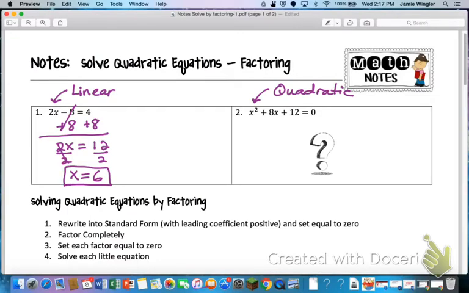When you have a quadratic and the x is squared, you can't use this same process. We have to use some of the things we've been doing over the last couple days and couple weeks.